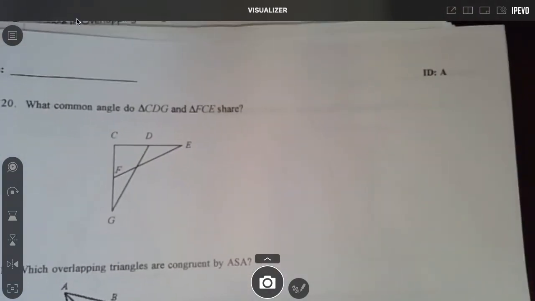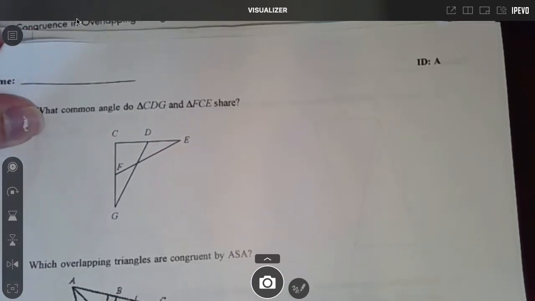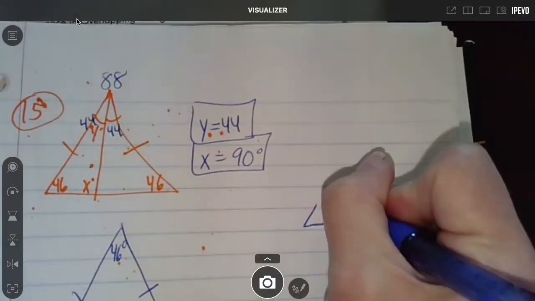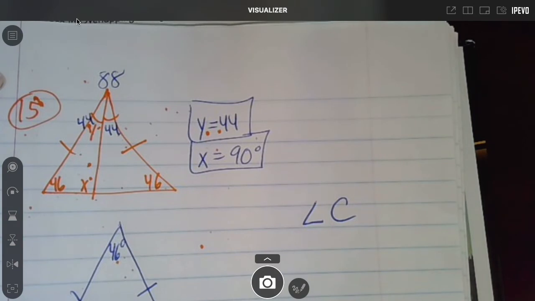Okay. What common angle do triangle CDG and triangle FCE share? Angle C. You could look at the picture or you can just look at the letters and see what they have in common. Make sure when you answer this, you put angle C. Yes, there is one like this. Okay? But put the angle sign. I want to see that.